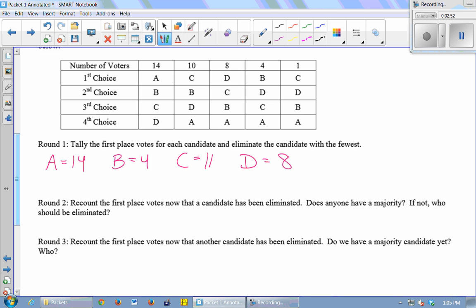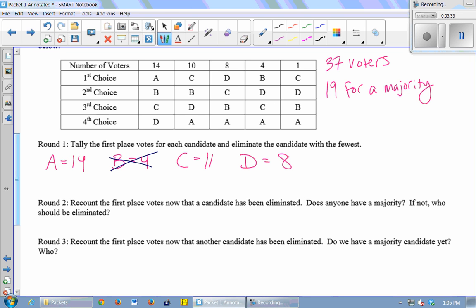Now, how many people voted in this election? 37 voters, which means how many do we need for a majority? 19. Half of 37 is 18.5, but you need more than half to get a majority, so 19 is the fewest you could get for a majority. Does anyone have a majority yet? No. So we eliminate the candidate with the fewest first place votes, and that would be B.